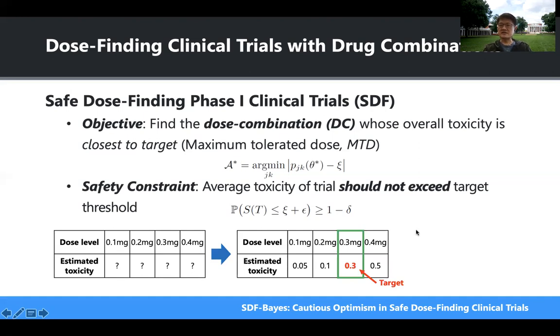And the problem obviously is how can we learn this through the trial? And the additional challenge, as I already mentioned, is the safety of participants. In this example, dose level number 4, 0.4 milligram, is considered an overdose. And the toxicity level is higher than our threshold. And we do not want to expose many participants to this level. So we want to minimize this exposure.